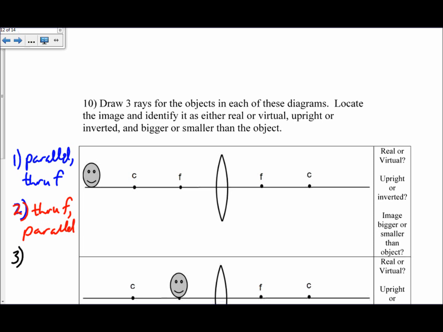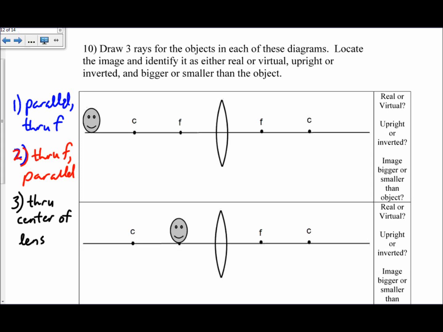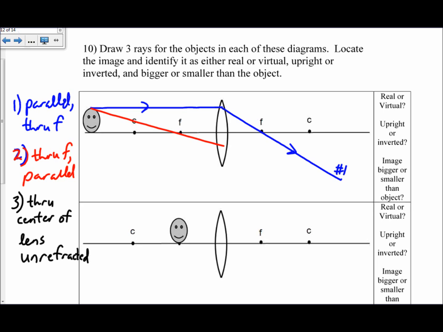The first two are the same, but through the center of the lens, unrefracted, unbent, straight through. I'll show you what that means. Alright, first one is parallel, and then through the focal point. That's number one. Number two, through the focal point, and then parallel to the axis.